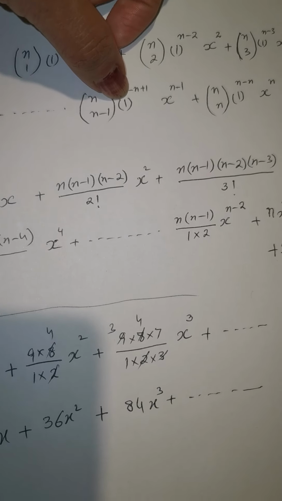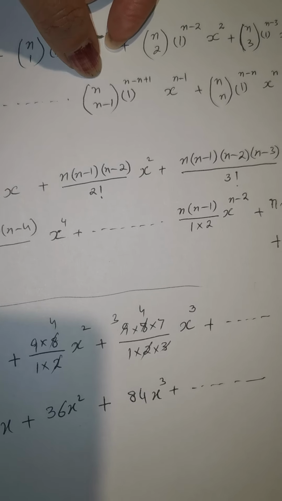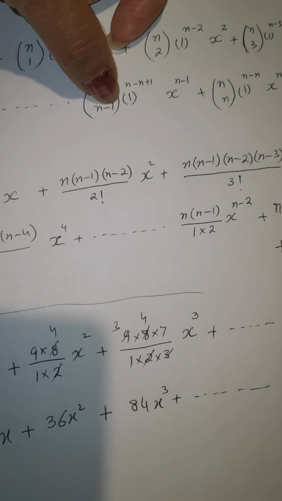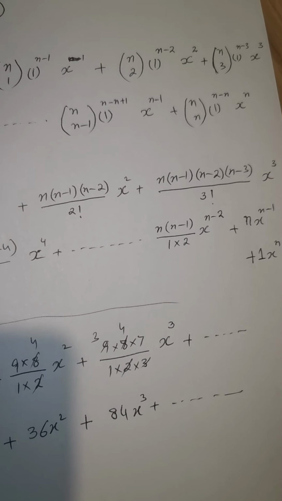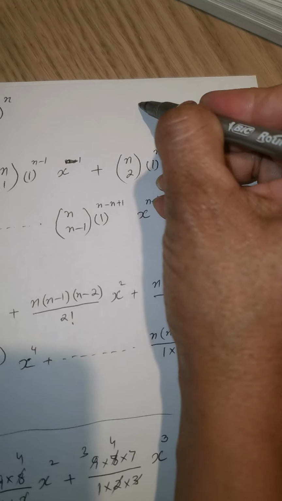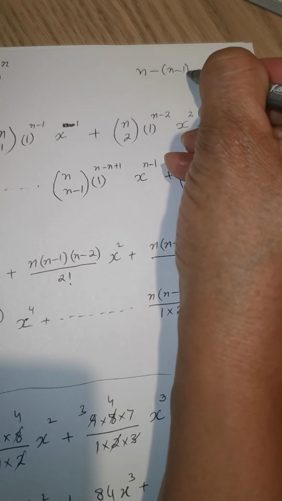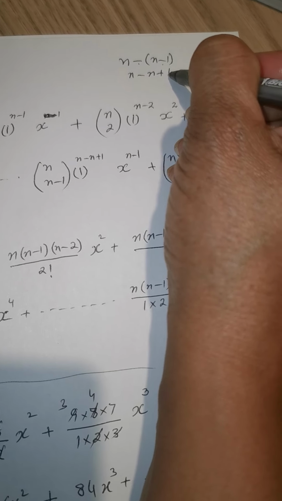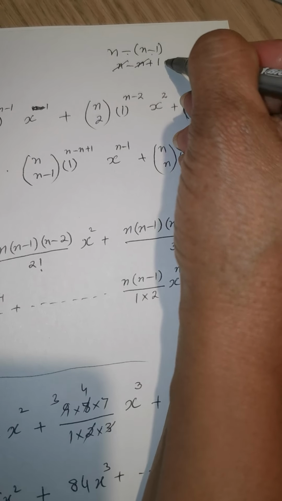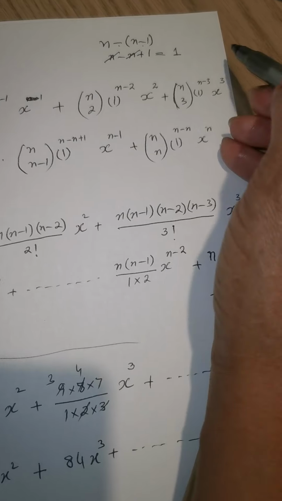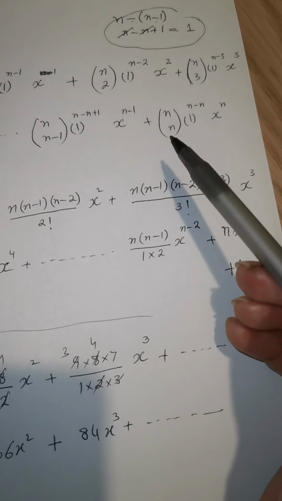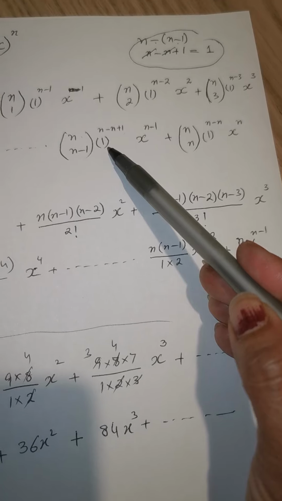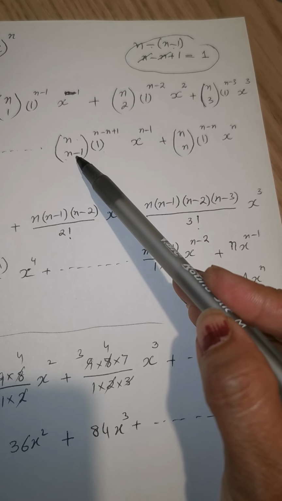Now you can check the power of the first term, I have written the difference of these two. n minus (n minus 1) will give you n minus n plus 1, because you know the mathematics rule: when you solve the parenthesis, this minus minus 1 will give you a plus sign, and n minus n will cancel each other, and the answer will be 1 here. So the first term's power is n minus (n minus 1), which is 1, and the second term's power will be n minus 1.